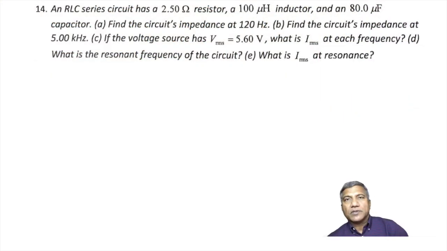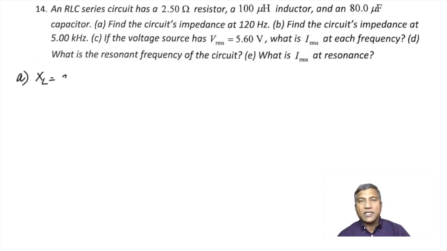Here is a very important question. It's an RLC or LCR series circuit. It has a resistance, an inductance, and a capacitance connected in series. Their values are given, and we have to find the impedance at 120 hertz. Now, in order to do this, first we got to find the inductive reactance, then find the capacitive reactance, and use those two to find the impedance.